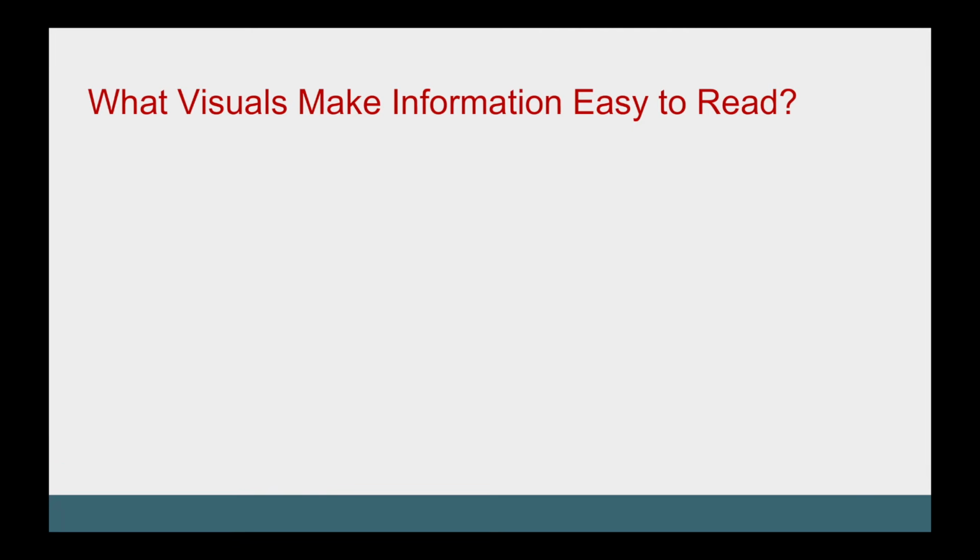Think for a moment about what you like to see when you read an article, a magazine, a manual, or a textbook. What visual choices make information less overwhelming or easier on the eyes, and why? Pause this video for a few seconds to think about that.